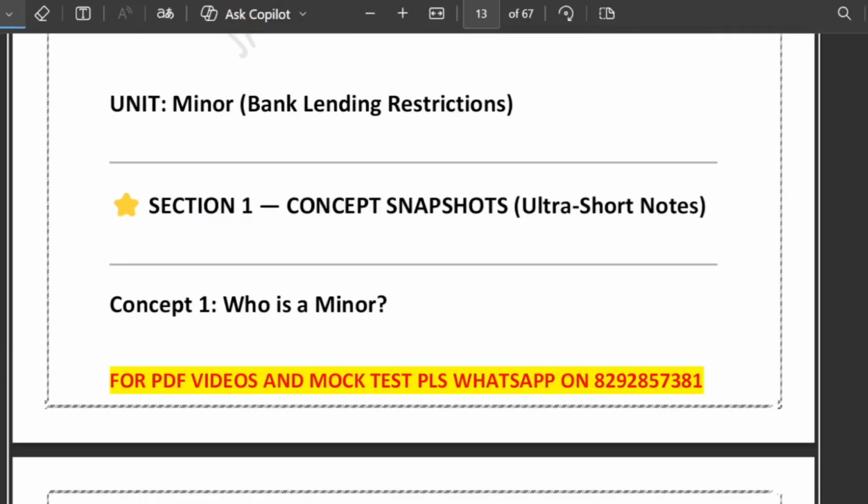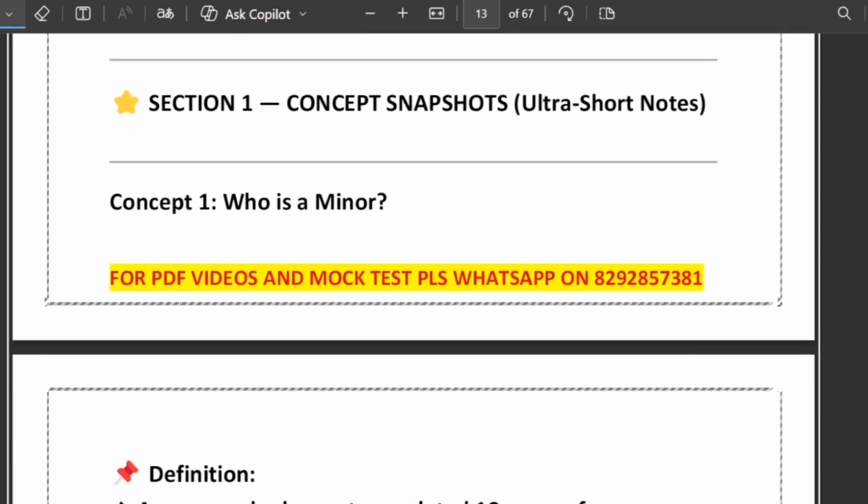Now let's shift our focus to the minor. Can a minor take a loan from a bank? The answer might surprise you. Today, we will uncover why contracts with a minor are void and what happens if a guarantor is involved. Stick around for some important memory tricks and quick MCQs.